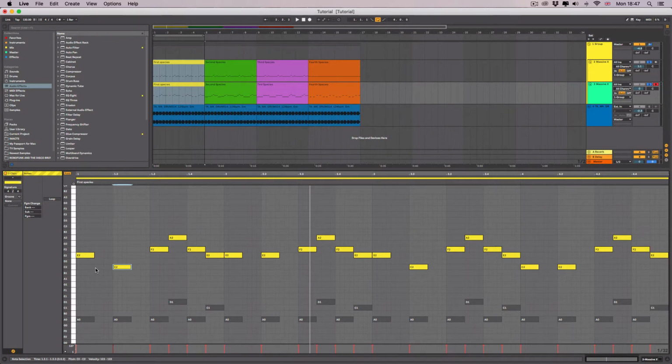Okay, give this a go. Compose a few different first species counterpoint melodies, and in the next video we'll go over second species counterpoint.